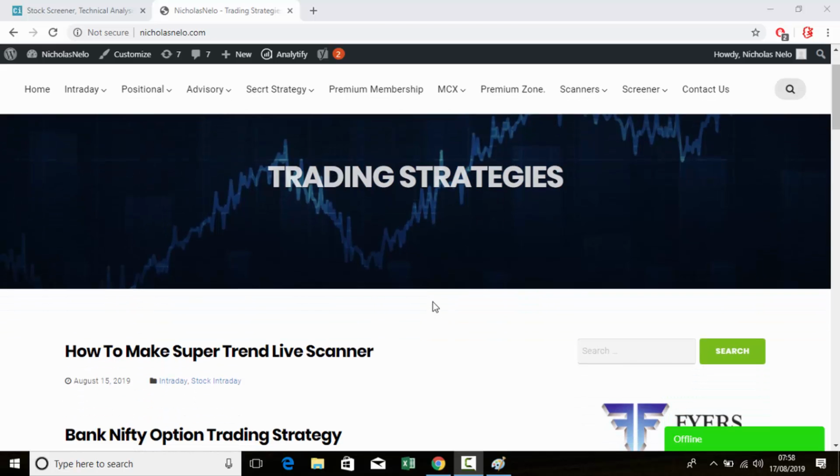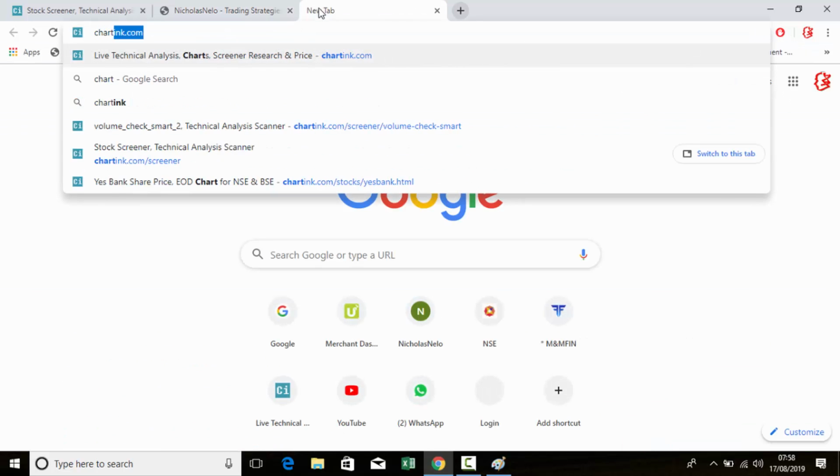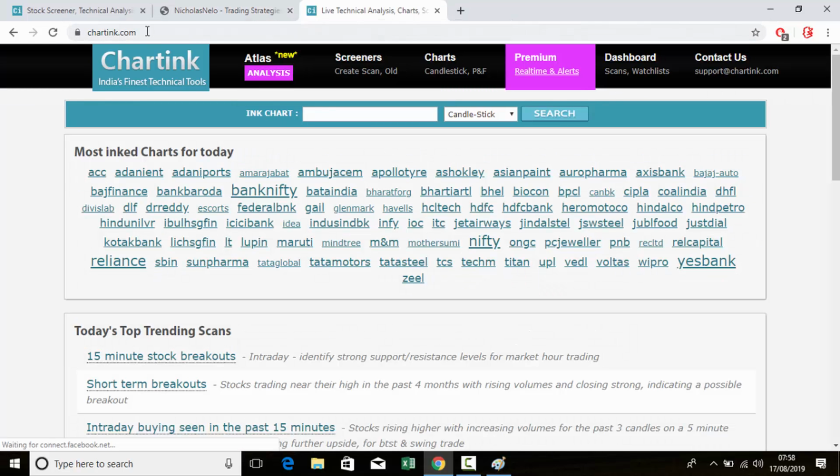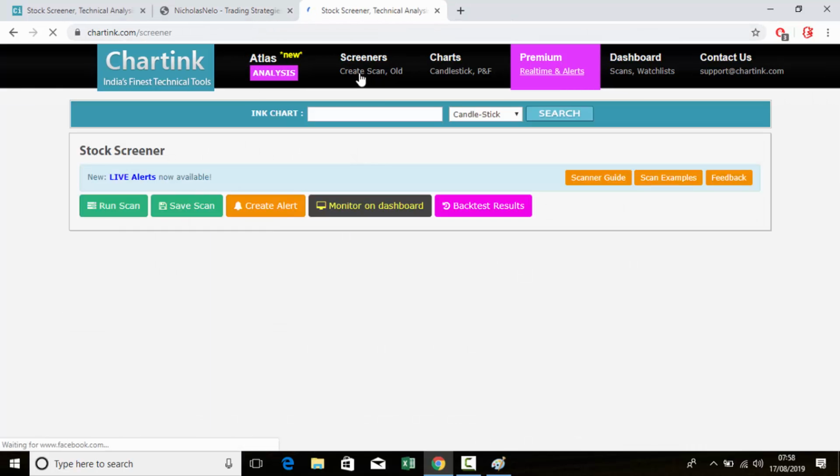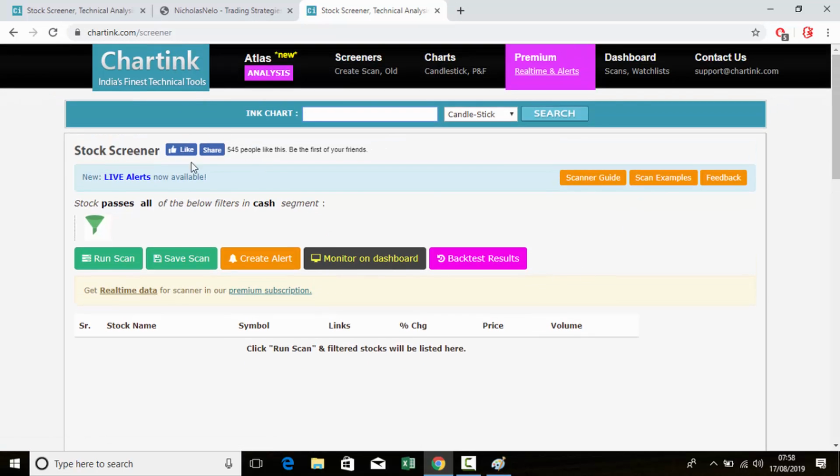Today we are going to discuss how to make a scanner for finding the hammer pattern. So now just visit chartingcard.com. There you can see create scan. Before that, I will teach you how to make a scanner. First, we should apply the condition to generate the hammer stick pattern.